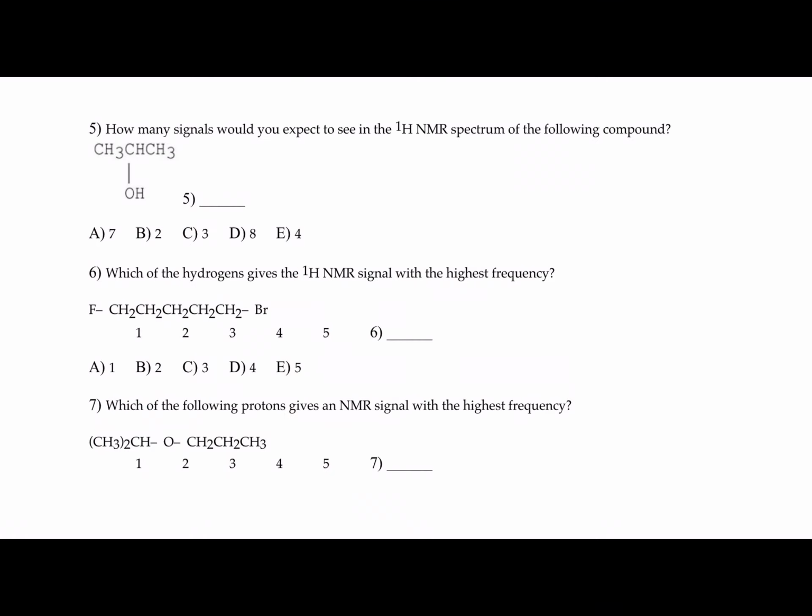And number 5, how many signals would you expect in this one? Now for number 5, what do you think? What is the answer you got for this one? How many different environments? See, there are 1, 2, 3 carbons carrying hydrogens, and then also you have a hydrogen on oxygen, the alcohol peak.